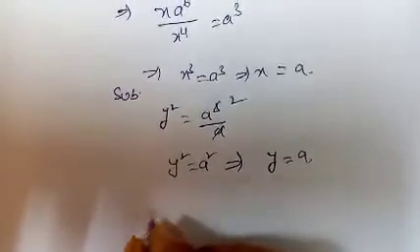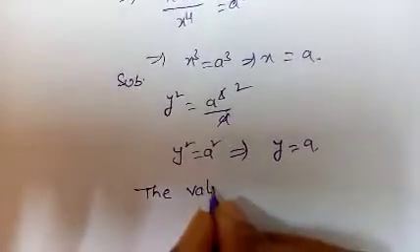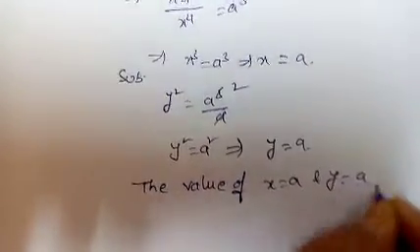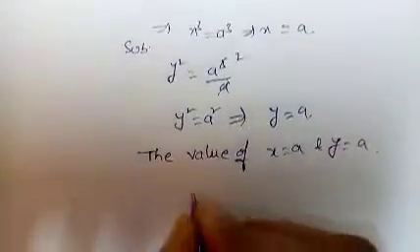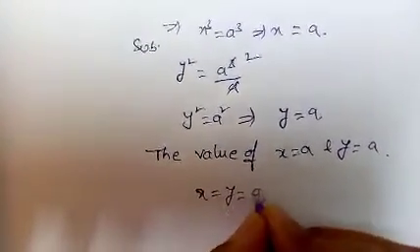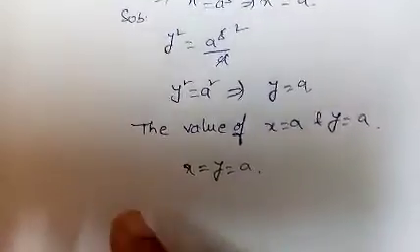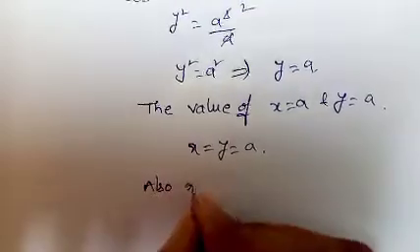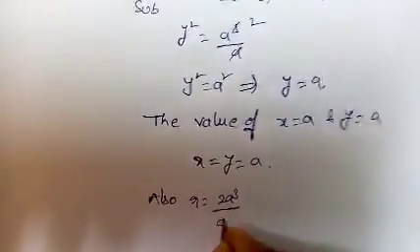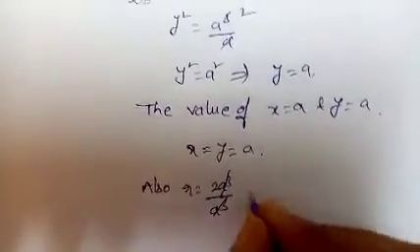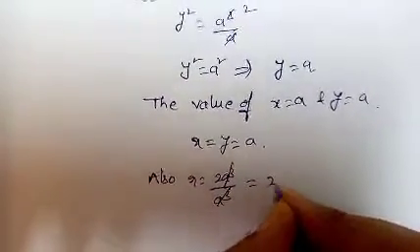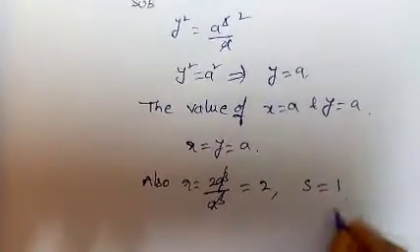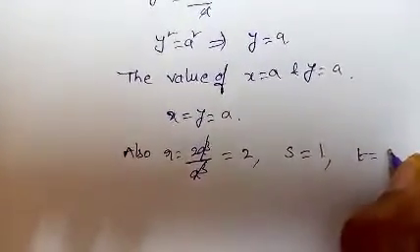So therefore the value of x equal to a and y equal to a. So now we have to find r, s, t. So the value of r equal to 2a cube by a cube. So here numerator and denominator a cube cancel, only answer is 2. And s equal to 1, and the value of t equal to 2.